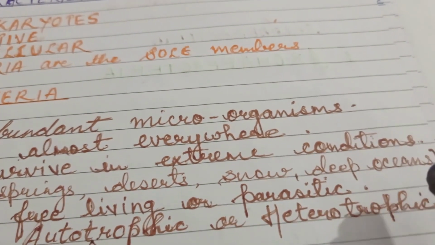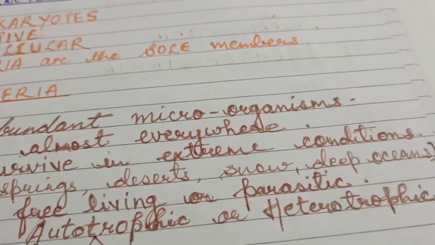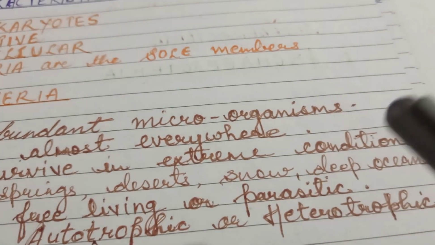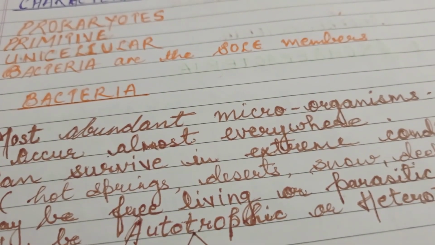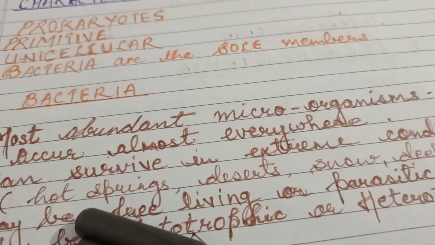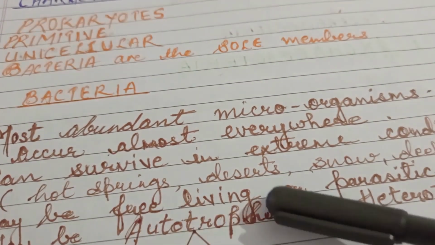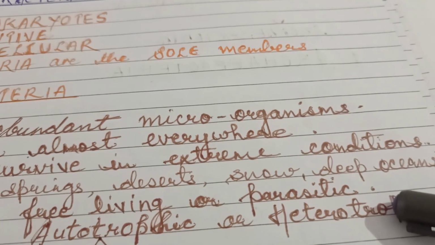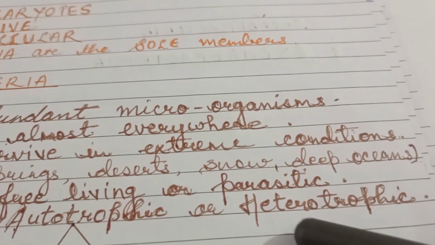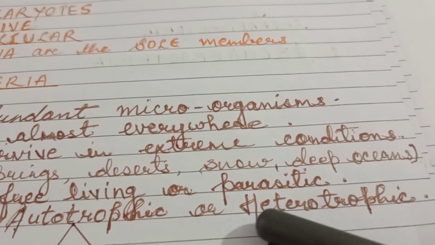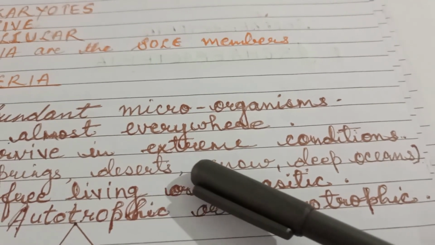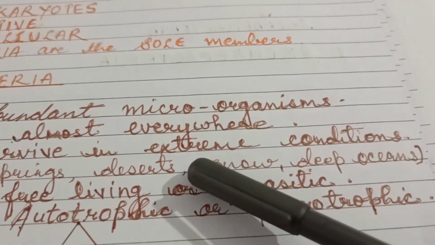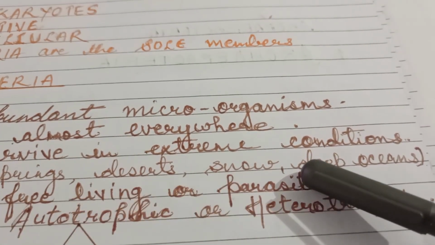What are such extreme conditions? That means they can live in very hot conditions, they can live in very cool conditions. Some habitats of bacteria are hot springs, very hot, they can survive in them. They can survive in deserts, they can survive in snow, and they can survive in deep oceans also. So they are present everywhere and they can survive in extreme conditions, extreme temperature, extreme climatic conditions, whatever their habitat is.